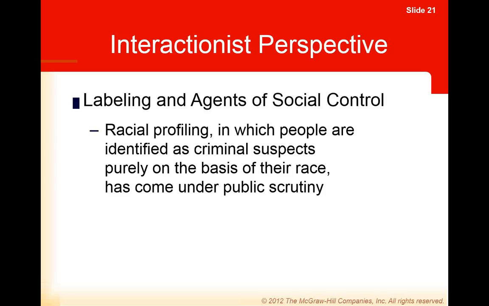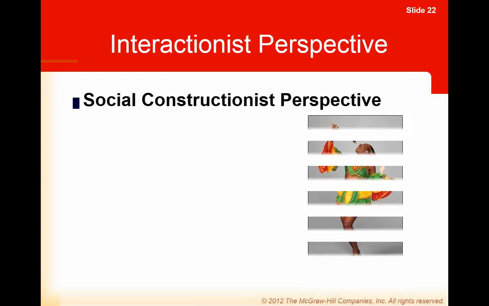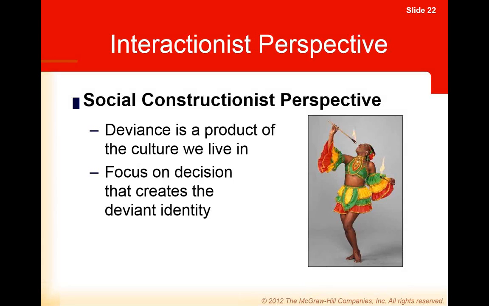The popularity of labeling theory is reflected in the emergence of a related perspective: social constructionism. The idea behind social constructionism is essentially that together, through shared interactions, we collectively construct our social reality. So deviance is a product of the culture we live in. What is defined as deviant behavior is defined by each society through collective interaction. It focuses on the decision that creates the deviant identity.